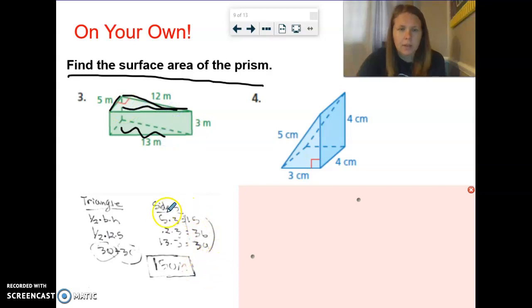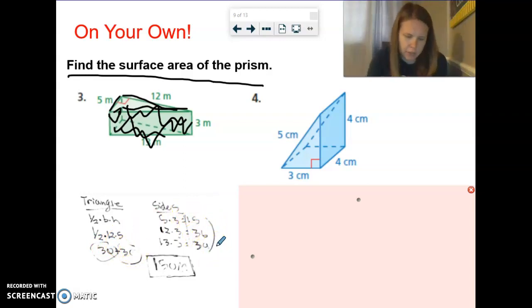Okay? I have 3 different sides that I need to add up. So one of my sides is 5 times 3. That's going to be this one over here, which gives me 15. Sorry, it's really hard to read. This 12 times 3, that's this side back here. Okay, that gives me 36. And then I have this front side, which is 13 times 3. Okay, take all these values together: the 30 plus 30 plus 15 plus 36 plus 39.